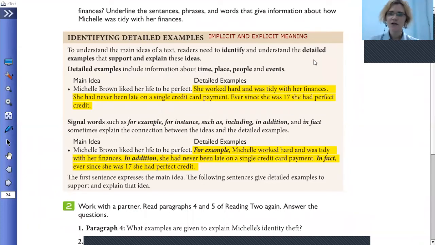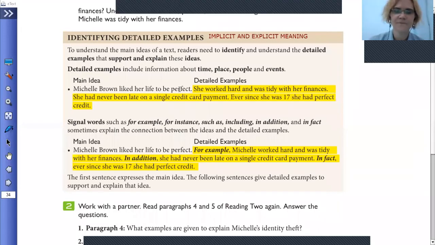That's why in the case of implicit meaning, you always have to know the fact that backs it up. So if you answer it, it is very imperative that you give the facts, the evidence as to why you got to that conclusion and what evidence strengthens that conclusion. That's the whole idea of it. Okay, so to understand the main idea of the text, readers need to identify and understand the detailed examples.